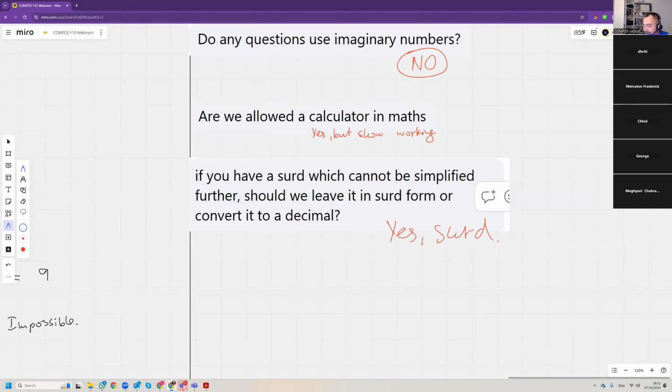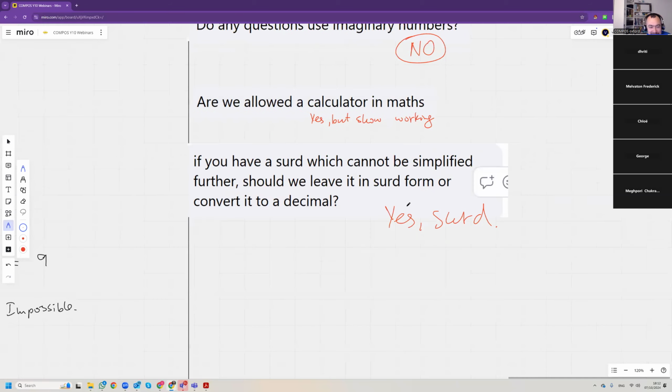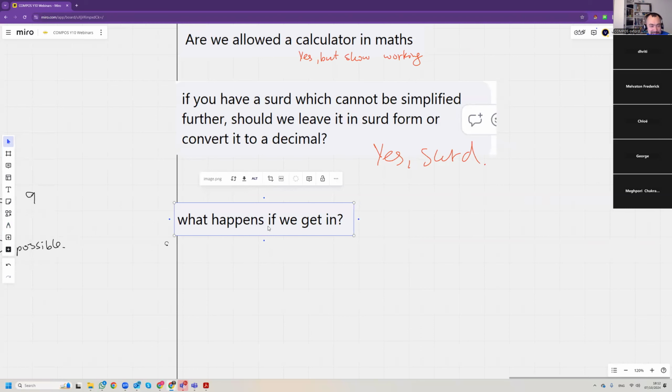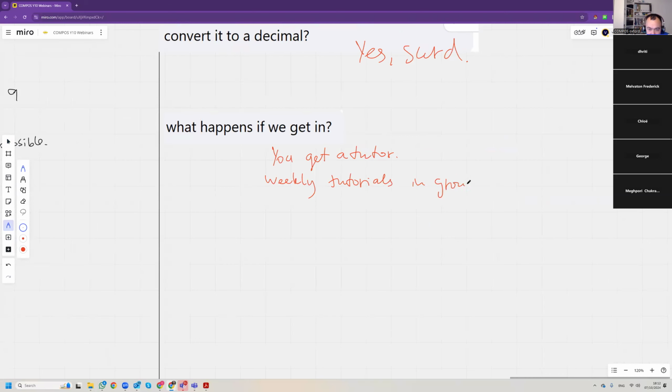What happens when we get in? Okay, I would really like to answer questions about the physics and maths. If we get in, you get a tutor. You will have weekly tutorials in groups of roughly 8 students.